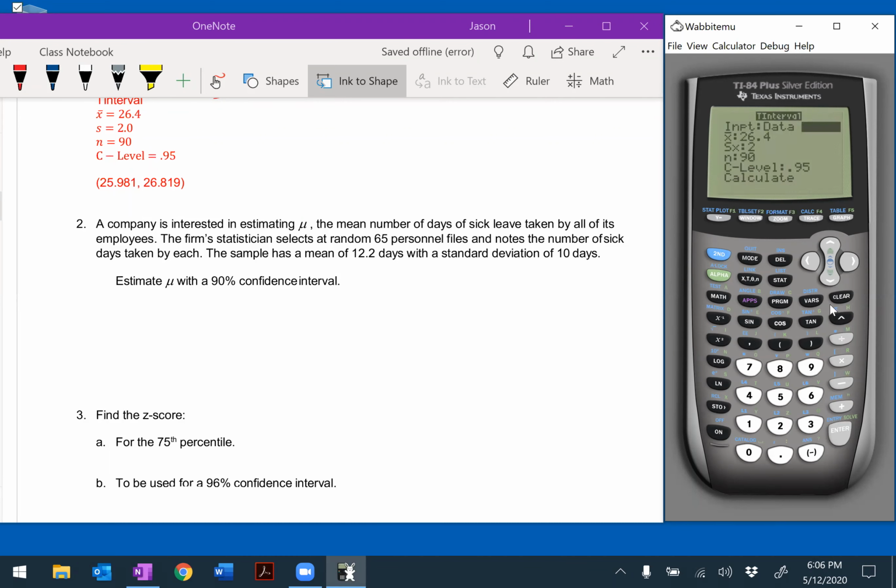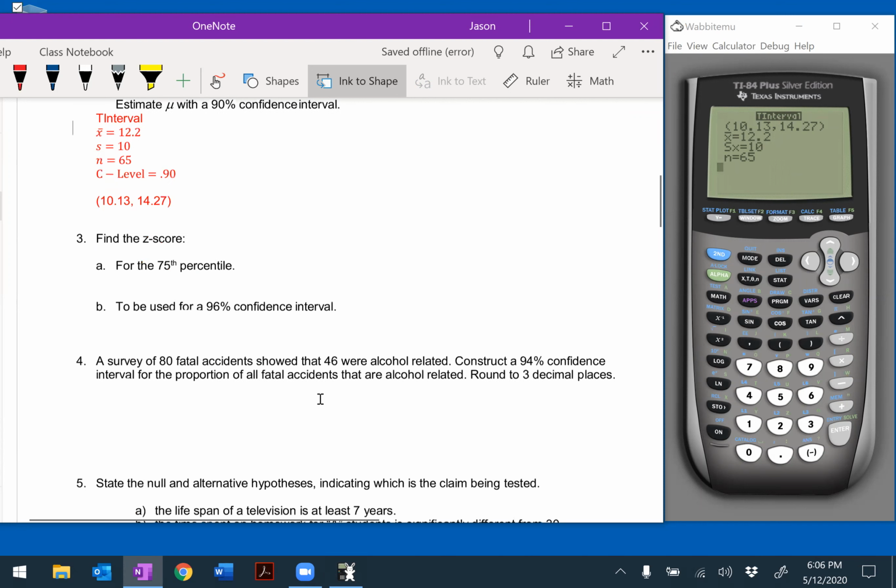Okay, for number 8 here, t interval. It says that the mean was 12.2 days. The standard deviation is huge, it's 10 days. Some people took a few days and some people took a lot of days. The number of people in the sample was 65, and this time we want a 90% confidence interval. I'm going to calculate that, and it's between 10.13 and 14.27. Yep, that's correct.